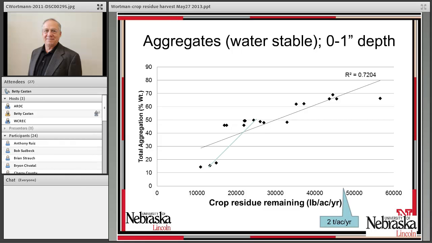But if we look at it a bit more closely, we see that we have a big increase with the first ton of crop residue that remains. But it continues to increase after that, at least for the levels that they went. It could be that here at 2 tons, it's reached a plateau. So it's important, but it's suggesting that if we keep a minimum of at least 2 tons per acre per year out there on average, we should be okay.